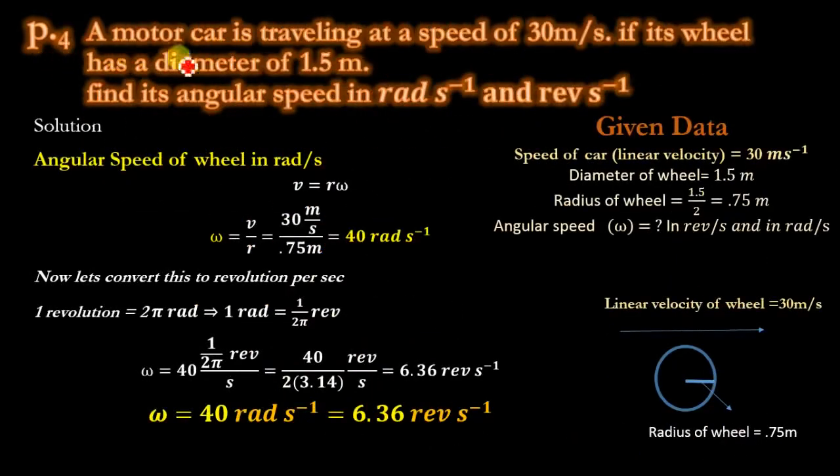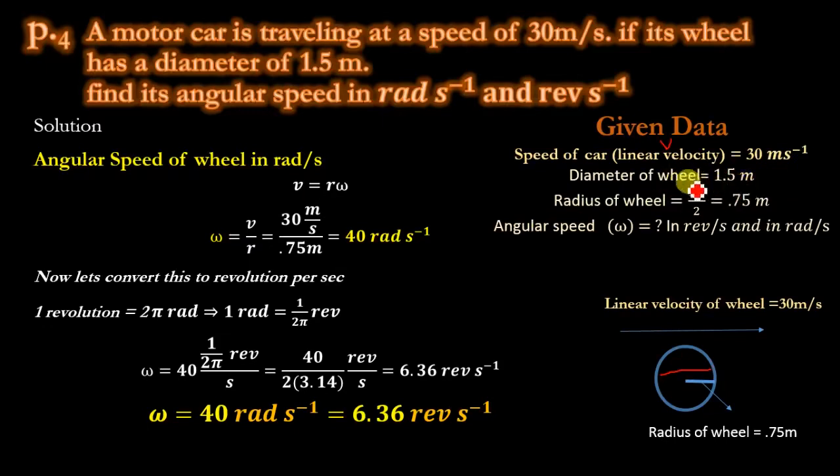Problem number 4. A motor car is traveling at a speed of 30 meters per second. If its wheel has a diameter of 1.5 meter, find its angular speed in radian per second and in revolution per second. Given data: the speed of the car is given as 30 meters per second. This is the linear speed of the car and is represented by v is equal to 30 meters per second. The diameter of the wheel is given as 1.5 meter.